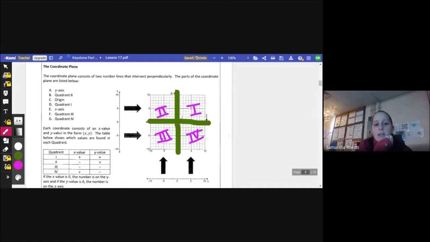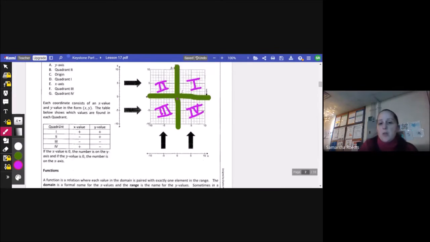Okay. Each quadrant consists of an x value and y value in the form x comma y. The table below shows which values are found in each quadrant. So in quadrant 1, they're both positive. In quadrant 2, the x values are negative and the y values are positive. In quadrant 3, both values are negative. And in quadrant 4, the x values are positive and the y values are negative. If the x value is 0, the number is on the y-axis, right here. If the y value is 0, then the number is on the x-axis.